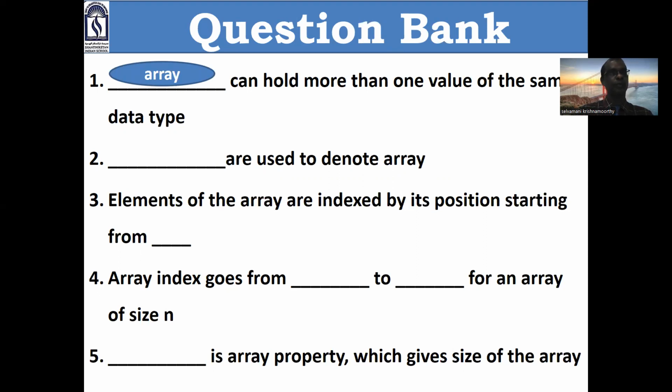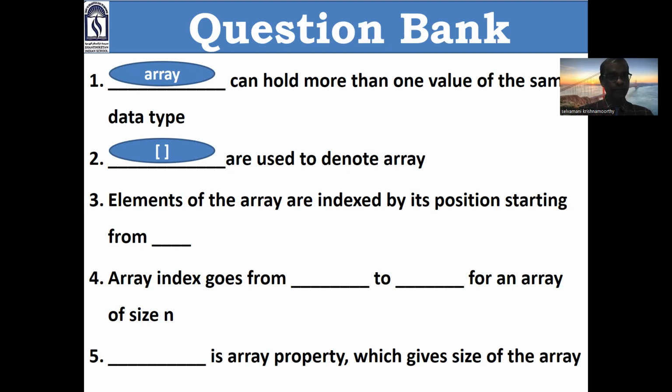What about number 2? Can anyone try? Dash are used to denote array. Which symbol is used to denote array? Yes, you are right. Square brackets. Open square bracket, close square bracket are used to denote array.